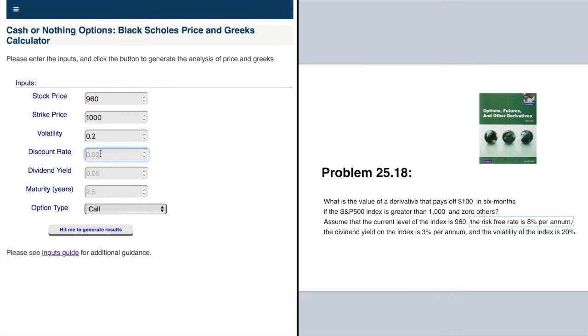Notice we remove the percentage format, and enter 20% as 0.2. Same goes for the discount rate and the yield. We will need to divide 6 months by 12 to get the yearly equivalent, because that is what the tool expects.